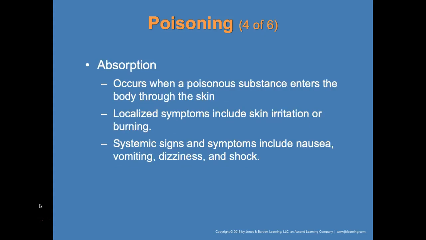Another type of poisoning is through absorption. This is when the poisonous substance enters through the skin. You'll have localized symptoms, which means usually there where it was absorbed through the skin, which could include skin irritation or burning. Systemic signs and symptoms include nausea, vomiting, dizziness, and shock.